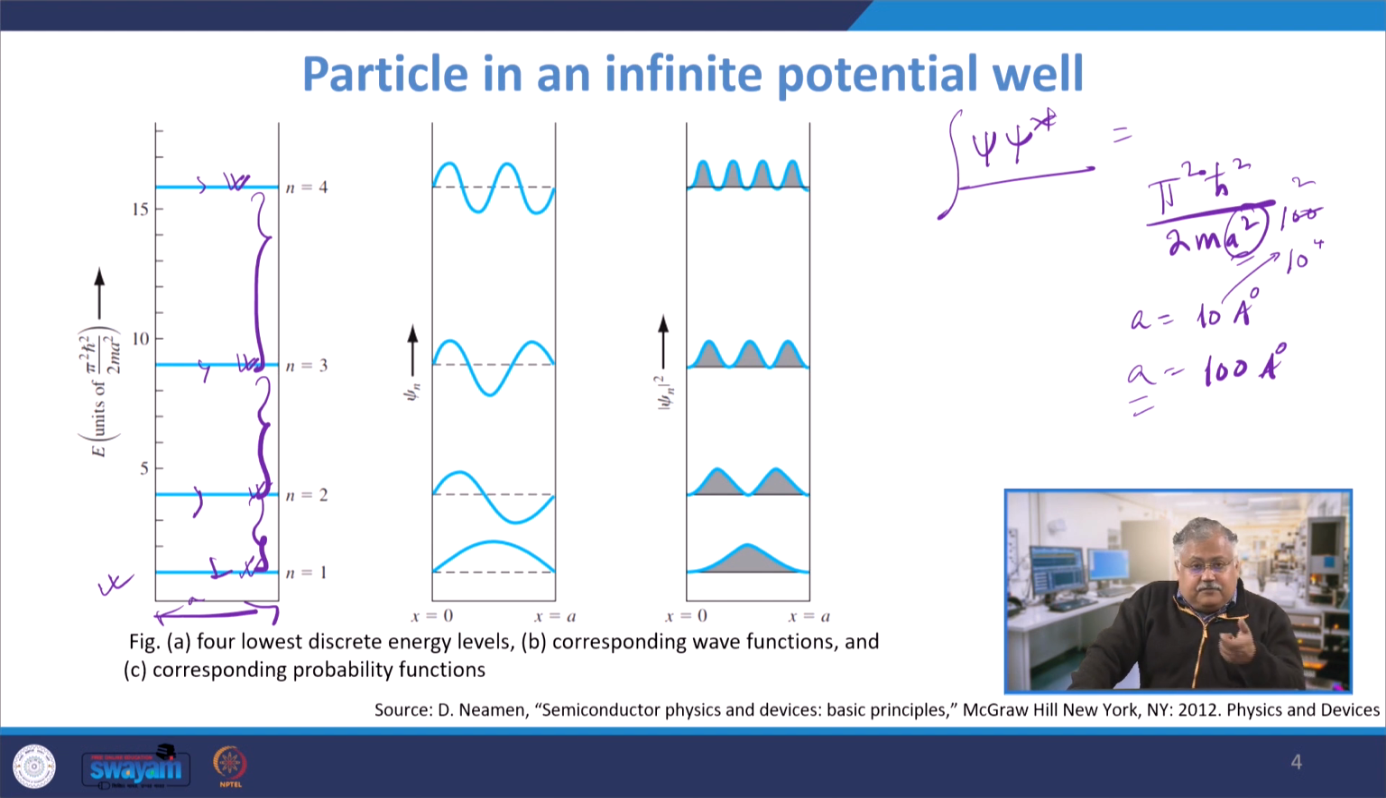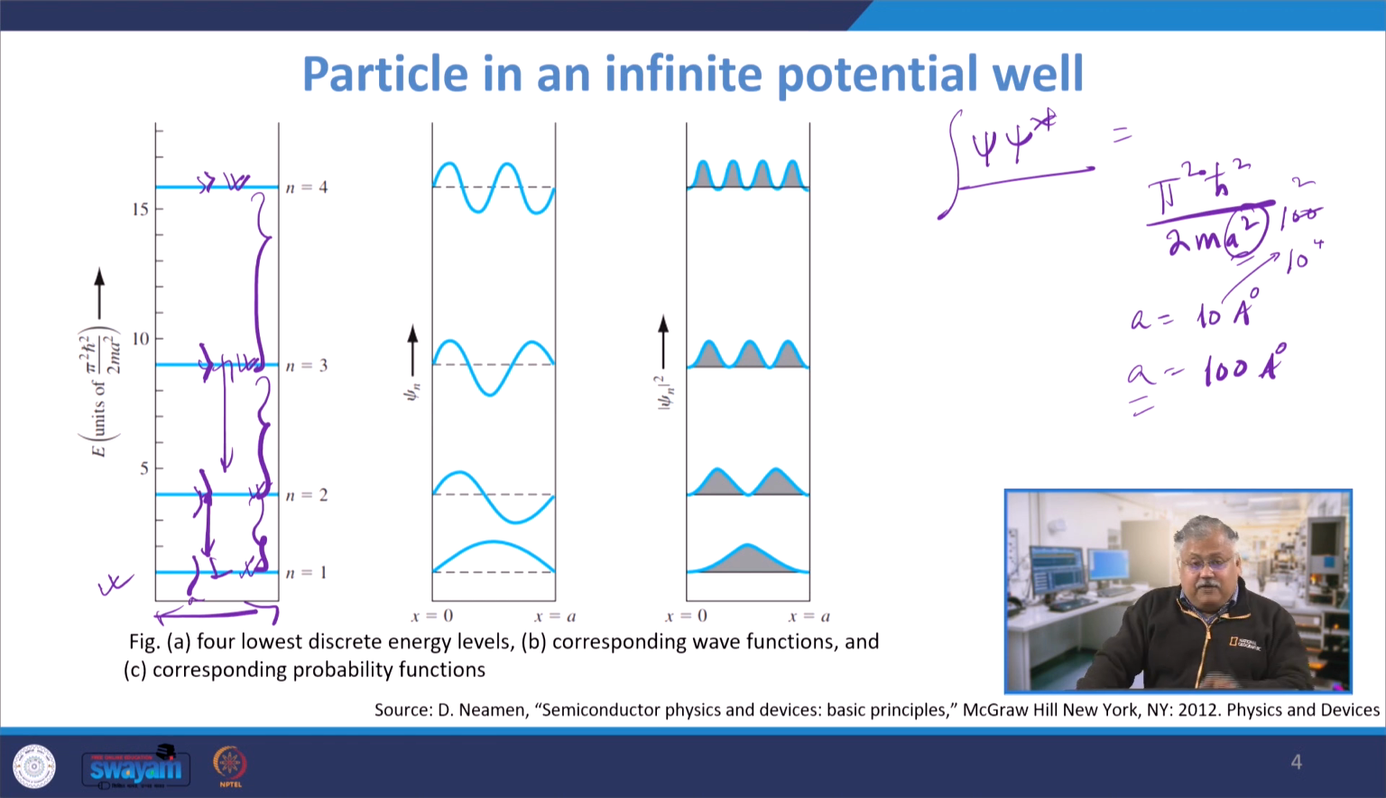Which means that if the width of my barrier or the width of my potential well goes on increasing, these energy bands or these energy values will all come closer to each other, and the reverse is also true. Therefore, if you squeeze it to a low value of a, these will get separated out very easily.